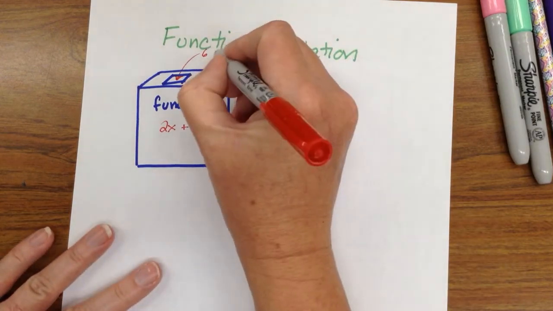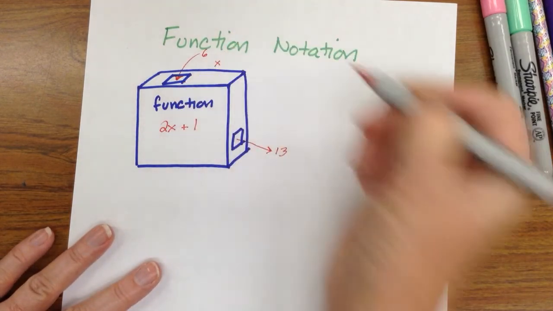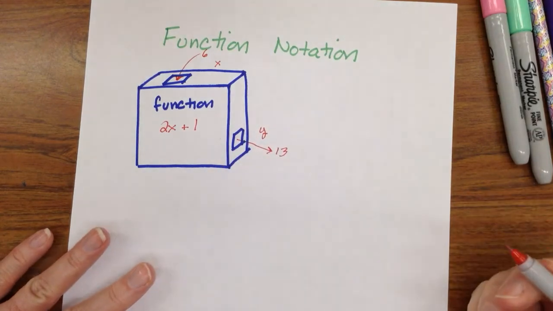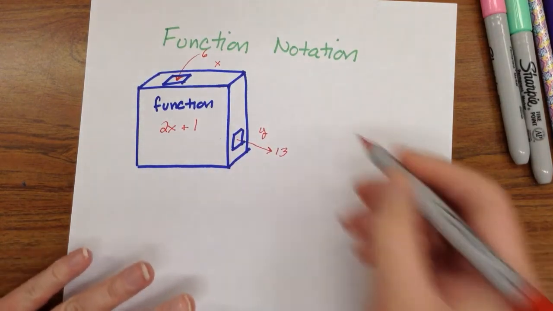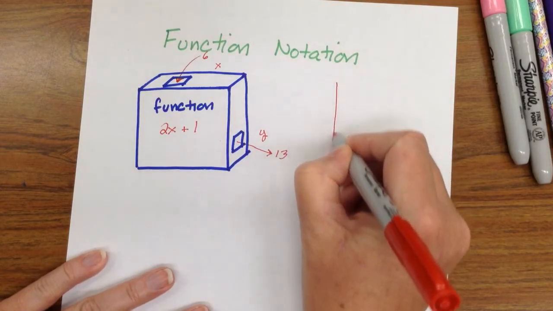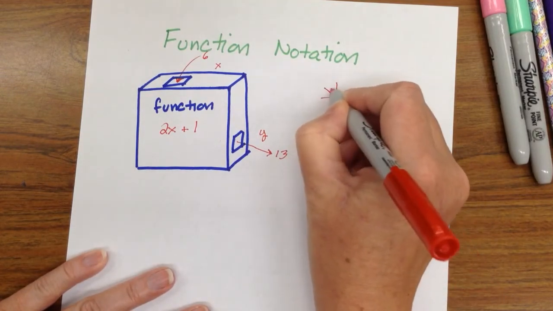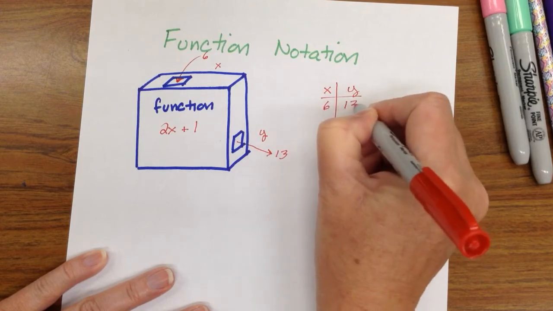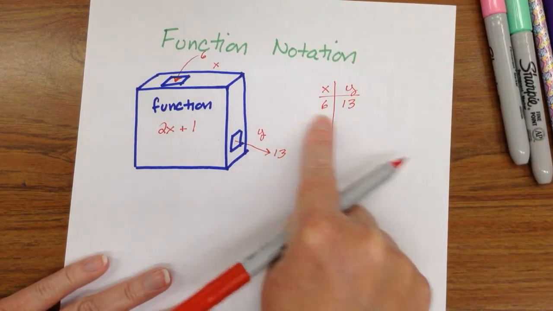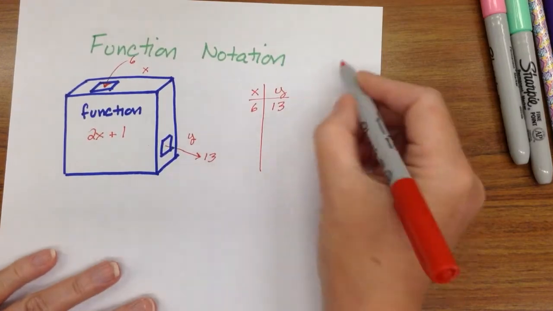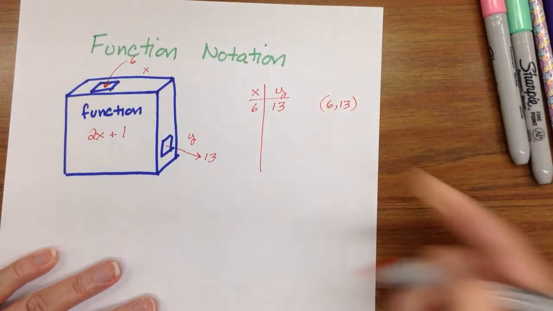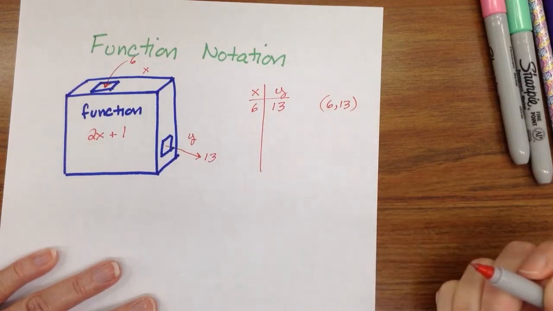And we often say that the x's are the input variable and the y's are the output variable. Sometimes we even list these in a table. Yes, a table. 6 went in, 13 came out. And that would go with points on the graph. That would mean that the point (6, 13) is a point on the graph, the x, y ordered pair.